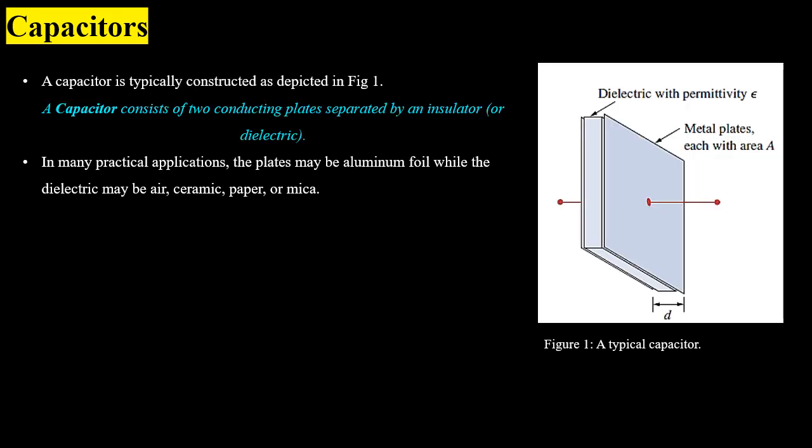The structure of a typical capacitor is shown in figure 1. A capacitor consists of two conducting plates which are separated by an insulator or a dielectric. In many practical applications, plates of aluminum foil are used, where the dielectric may be of air, ceramic, paper, or mica.